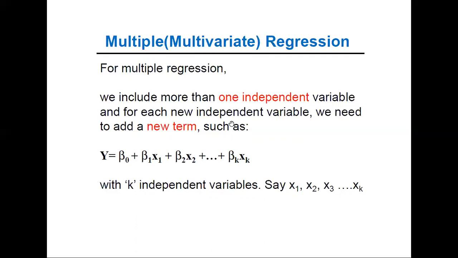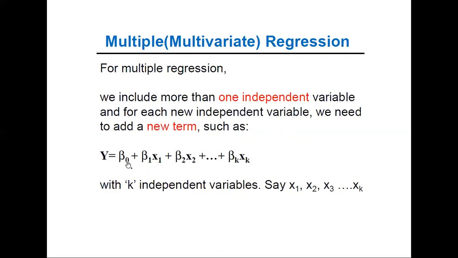And for each new independent variable we need to add a new term. What is that new term? Here the new term is nothing but a coefficient. Here what could be the model equation? The multiple regression model equation is given like this. My y is a dependent or response variable. This depends upon x1, x2, x3 and their coefficients.